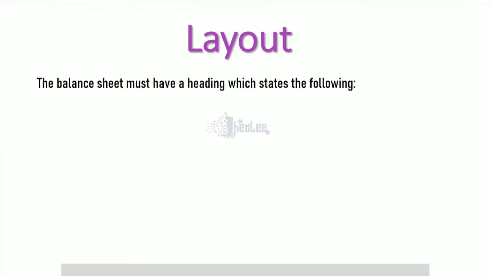We are going to take a look at the layout of the balance sheet. In terms of the layout, the balance sheet must carry a heading, right? The heading for the balance sheet must state the name of the business or its proprietor. So once you're doing a question, you pick up the name of the business or its proprietor. If you get both, then you use the name of the business. Or a question will just have the name of the business, you use that. Or it may just have the proprietor's name, the owner's name, so you would use the owner's name.